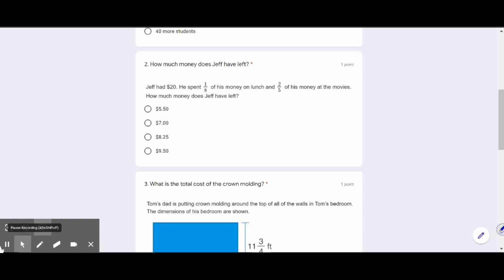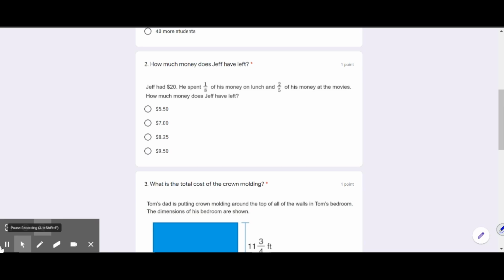The second question says, Jeff had $20. He spent 1/8 of his money on lunch and 2/5 of his money at the movies. How much money does Jeff have left? It seems like we're going to do something similar to what we did before, where we have to multiply some numbers and then subtract what we got, or add and subtract. I think it might be 5 steps this time.